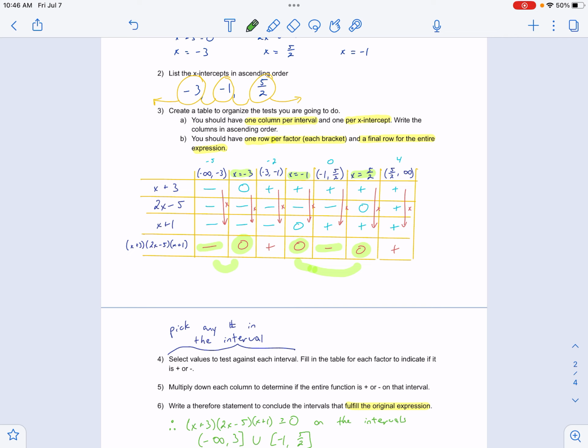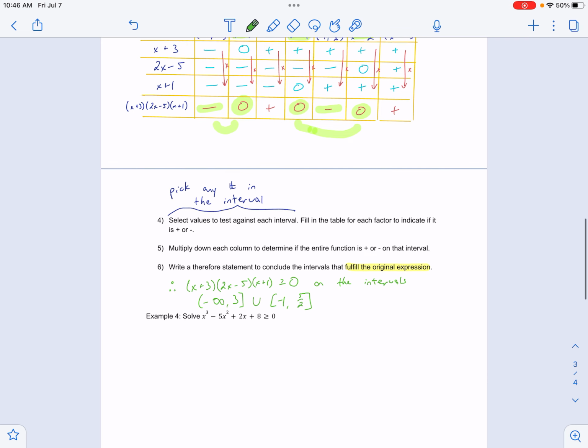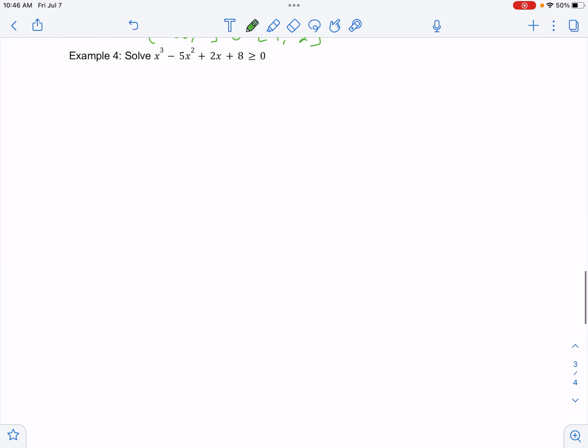Okay. Let's do a second practice. Solve x cubed minus 5x squared plus 2x plus 8 is greater than or equal to 0. Usually, you would have to factor this. Okay? Recall that this whole process of creating a table is impossible unless you are working in factored form. However, you may recall this is the same question that we graphed previously. So we have actually already factored it.